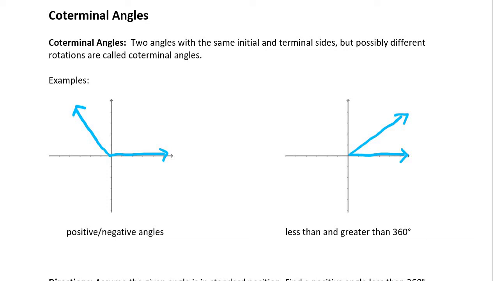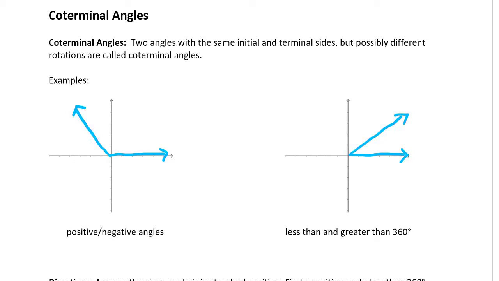In this video, we're going to talk about coterminal angles. Two angles with the same initial and terminal sides, but possibly different rotations, are called coterminal angles.